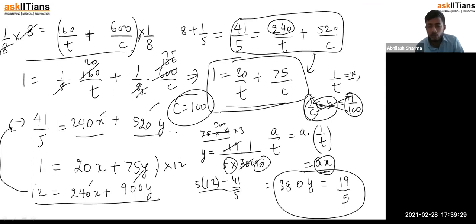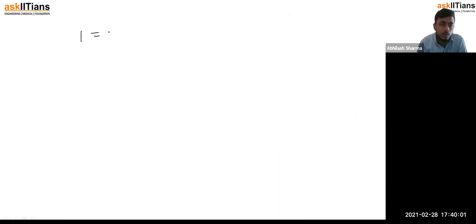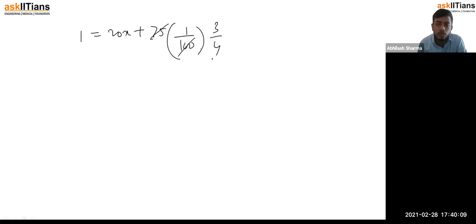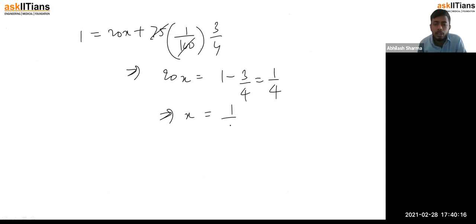How will we now find the value of t? There are so many methods. In this equation, let's say you put the value of y as 1 upon 100. So what are we getting? Let me write it on the next slide so that it is clear. So 1 is equal to 20x plus 75 into y. This is what we arrived at, right? So this becomes 3 by 4, of course. So 20x is equal to 1 minus 3 by 4, which is 1 by 4. So x comes out to be 1 by 80.